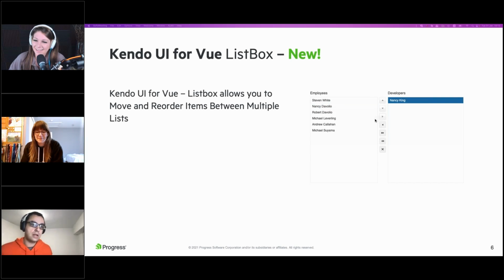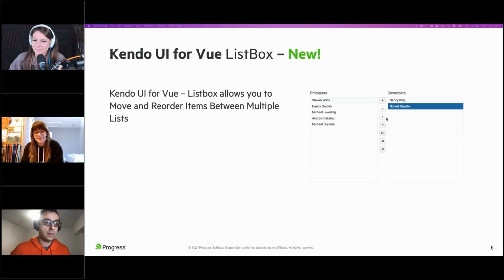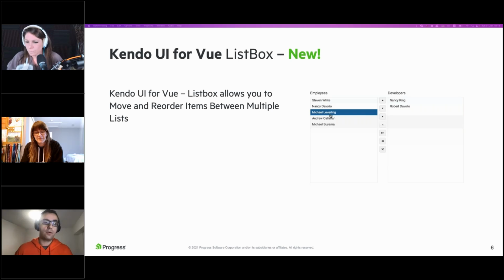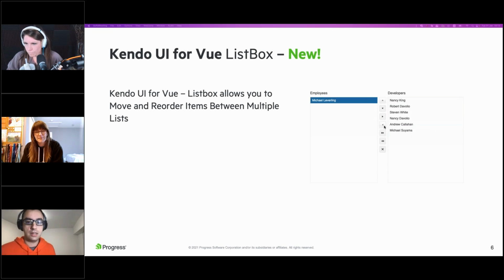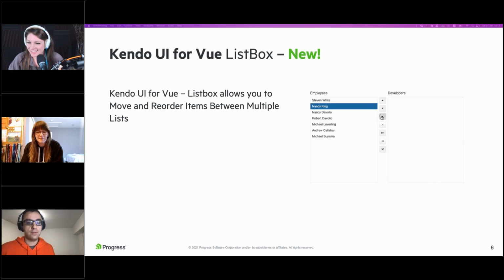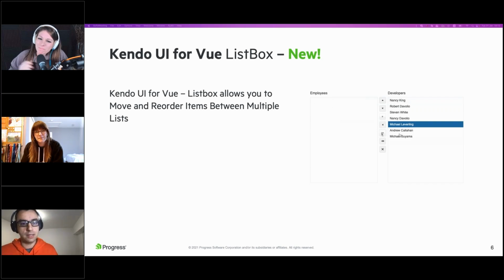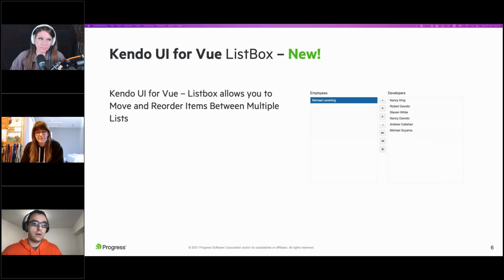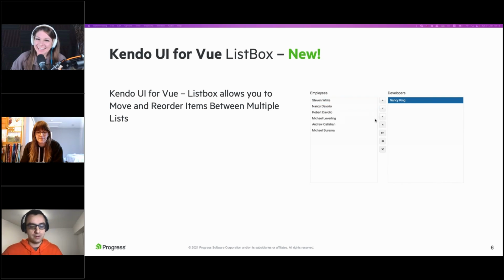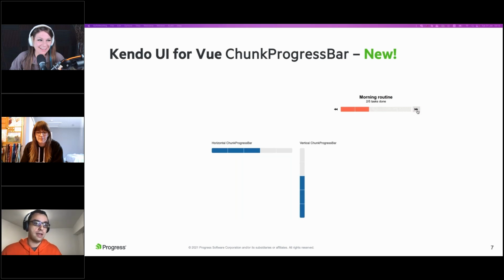We also have the popular list box component that is actually very useful for cases like moving and reordering items. And we have drag and drop, moving all the items, and a lot of customization options for the items that can help you customize it even better. We have a chunk progress bar. So we already had the progress bar, but this is a little bit different case where we want to have all the pieces separate and just fill them one by one.